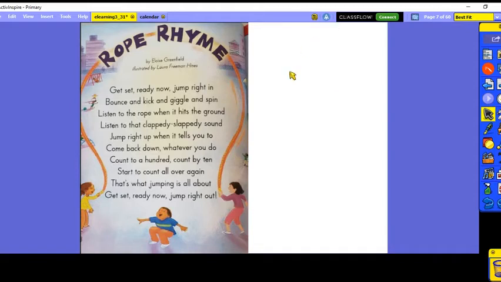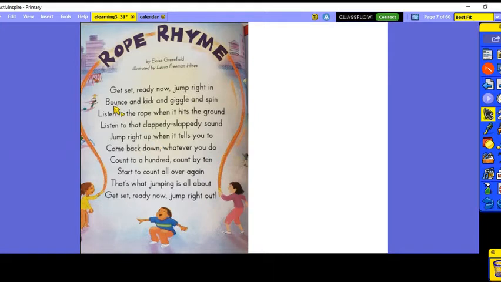So rope rhyme. Now I want you to think of a jump rope and what it sounds like when it hits the ground, because that's what this whole poem is about. When you're jumping rope, you take the jump rope in your hands and you jump over it, and as it hits the ground, it kind of makes a slapping sound. So let's think of that slapping sound as we're reading.